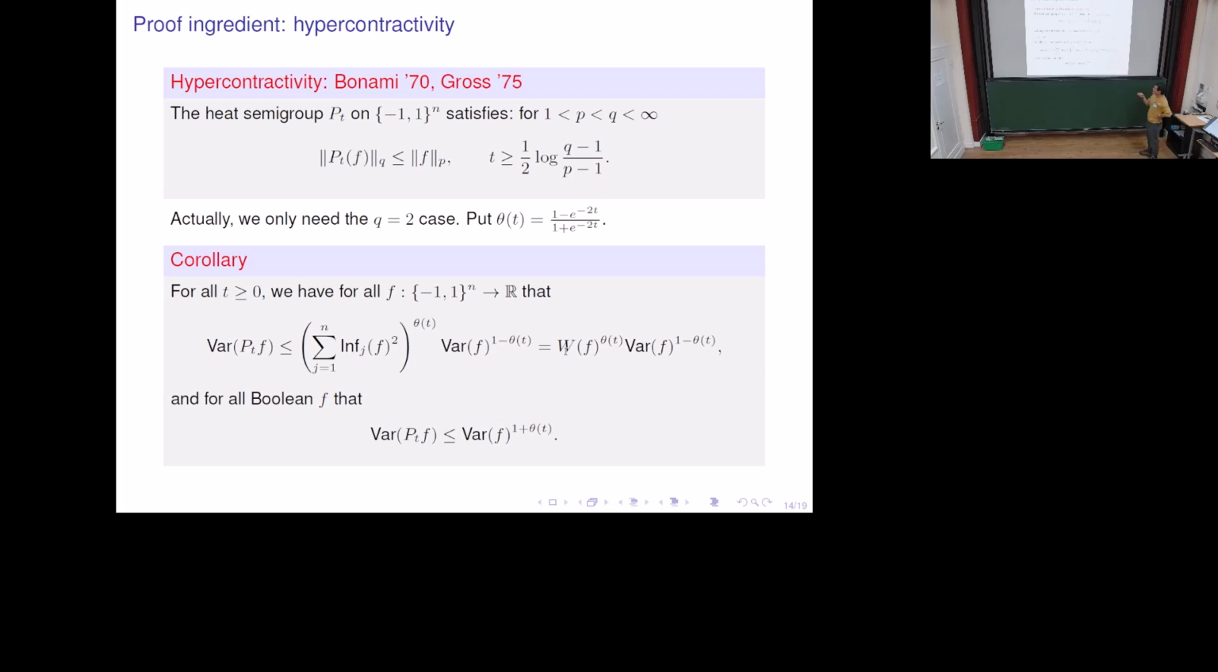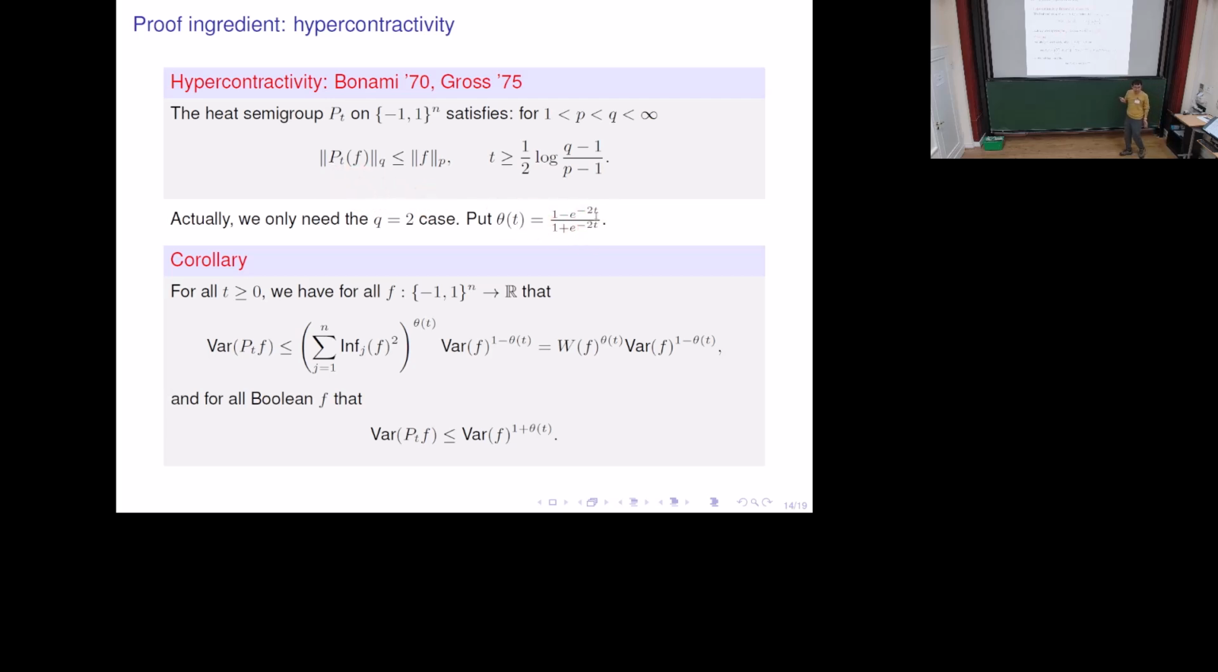The second estimate, the second corollary of this hypercontractivity, is that for Boolean functions, the variance of P_t f is bounded by this power of the variance of f. It's crucial to have this additional power that is strictly bigger than 1. So here, this theta of t is defined as here. The theta of t is just the number that I can use Hölder's inequality for, together with this hypercontractivity.